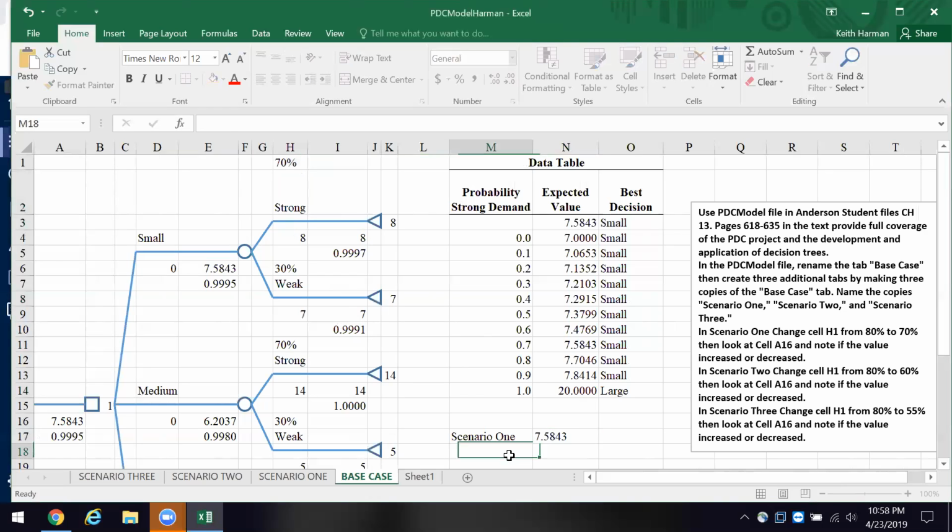7.5843. Okay? That's scenario 1. Now the base case, let's go back right here. I forgot about it. I didn't need to do all this. I'll go back and make that 80. And of course, our base case for outcome was 7.7046. Okay?